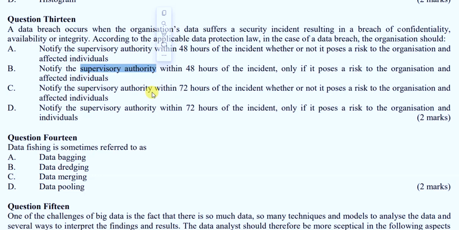All right? That is, if the examiner was testing on the General Data Protection Regulation used in the European Union, that is the position of that law. All right?